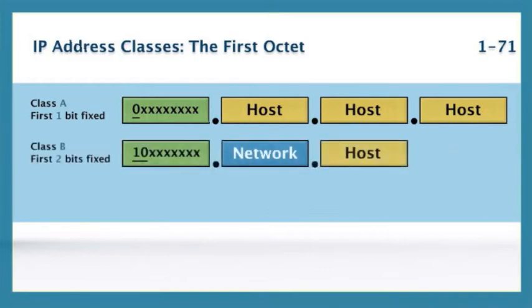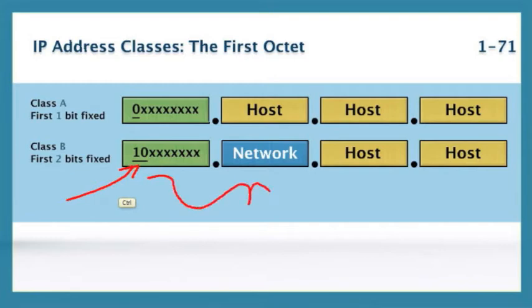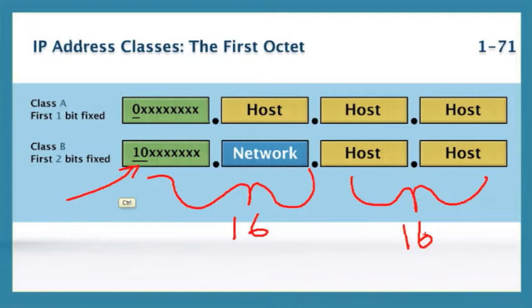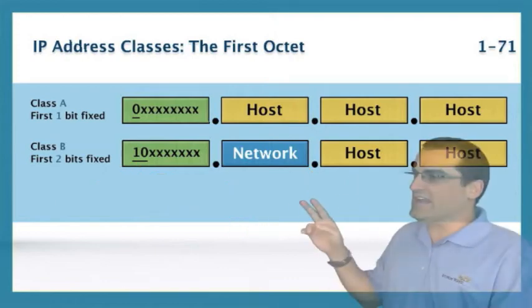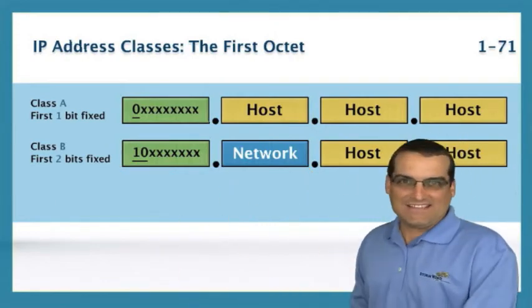They created a Class B. And what they did was they forced the first 2 bit settings to 1, 0. This would signify these 2 octets, 16 bits, for the identification of streets. And this would allow that equal number, 16 bits, for the identification of hosts on those streets. You can see where they were going here, medium-sized networks.